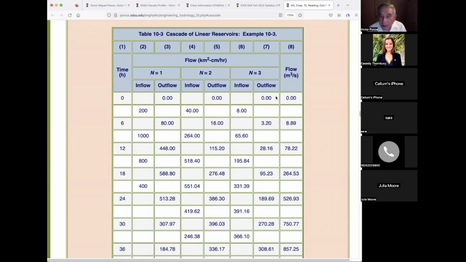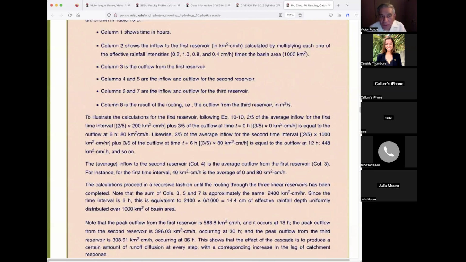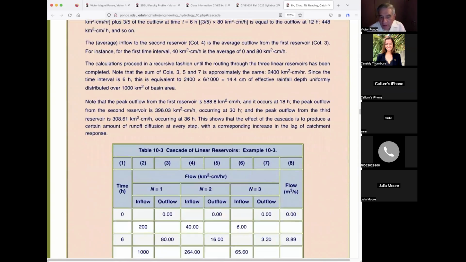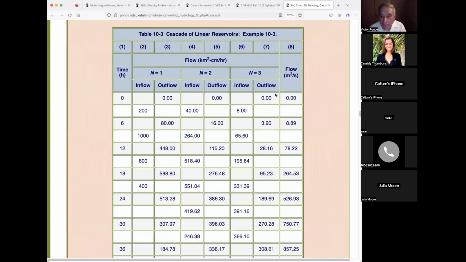Okay, and then the inflow over here, and then we route again through the same equation that I just pointed out to you. You could route it through our method or Newton's method, same thing, they are the same equation, 1010 and 1011. And we finally get the outflow from the third reservoir. And then we multiply that times 2.78, I believe, in order to convert it to cubic meters per second. You can do that just as an exercise. It's 2.78. So 3.20 becomes 8.89.